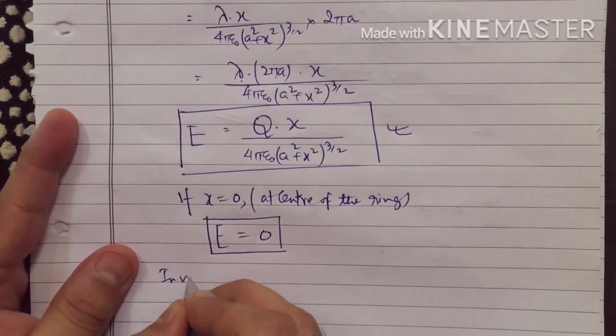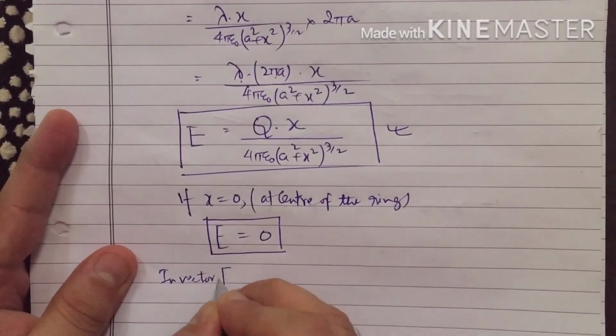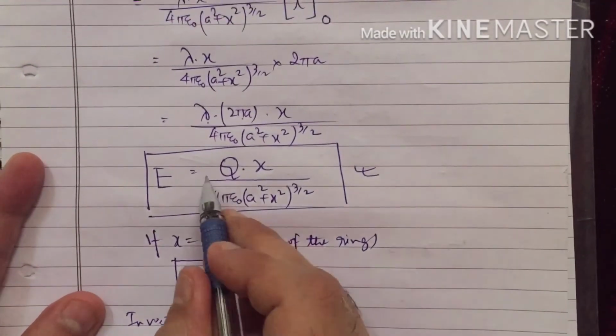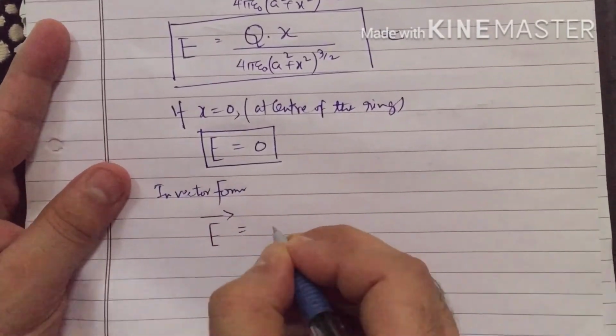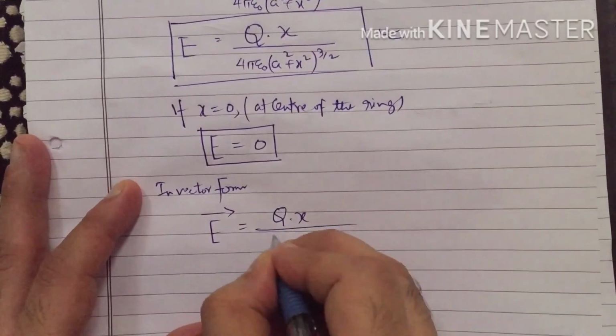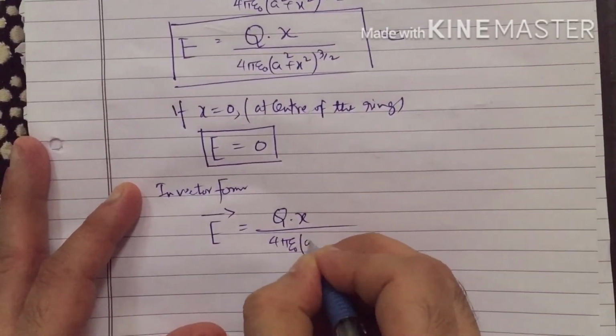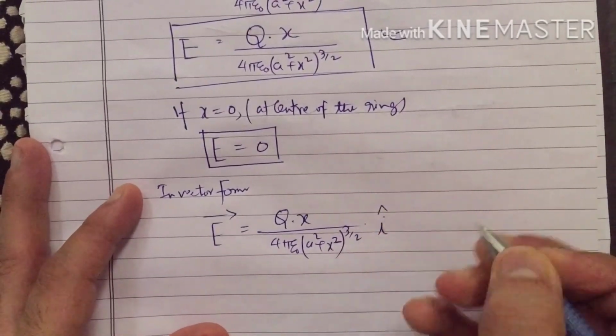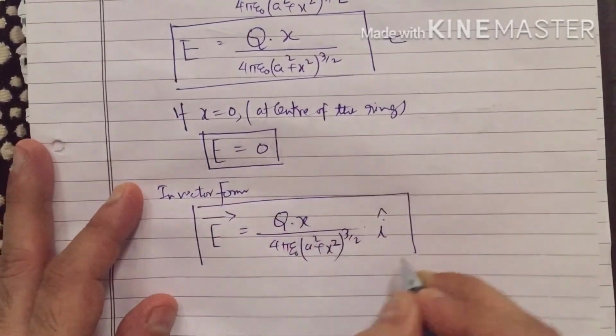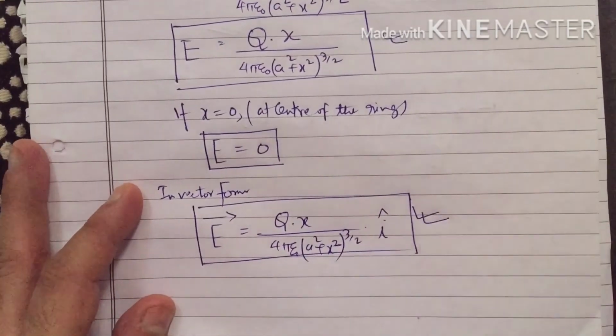In vector form you can write, since the total electric field is along the x-axis, the electric field vector can be written as q into x divided by 4 pi epsilon naught a square plus x square to the power 3 by 2 into i cap. This is the general expression for the electric field due to a ring.